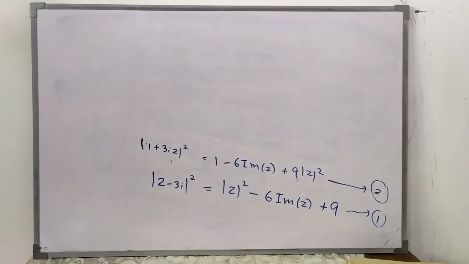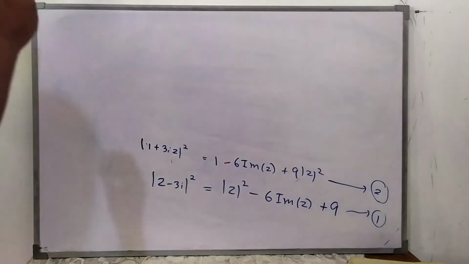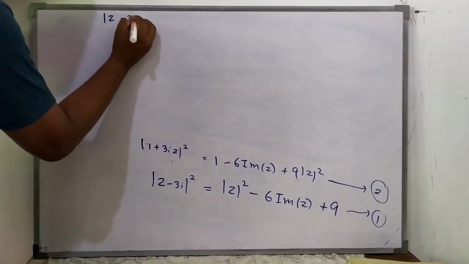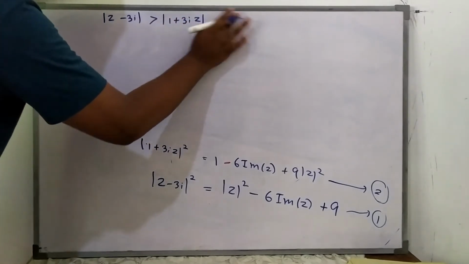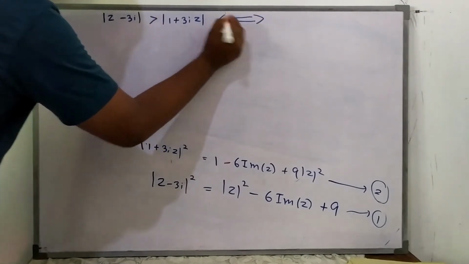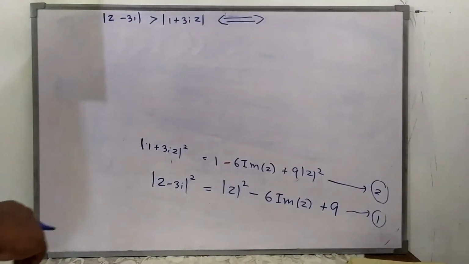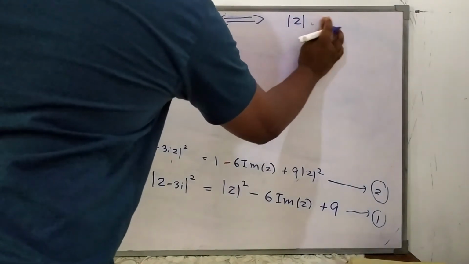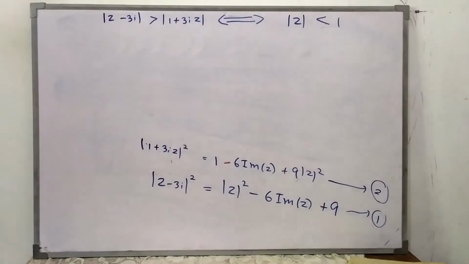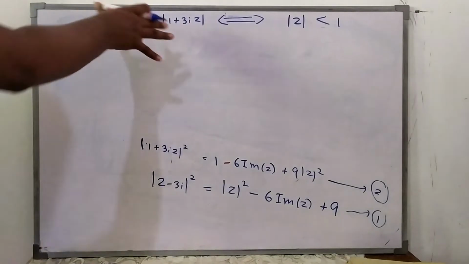After that, what they ask is to deduce that modulus z minus 3i is less than modulus 1 plus 3i z, if and only if, right? If and only if means both sides, right? Only if this is less than 1. This is what they ask, right? Okay, I am starting from this side, right?